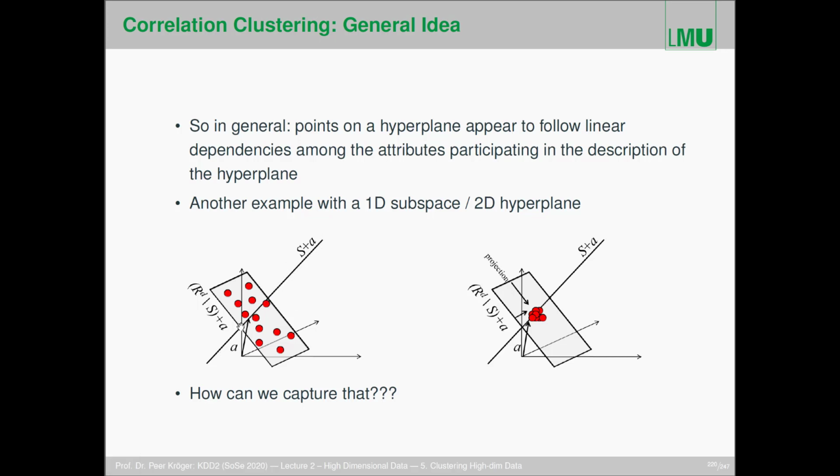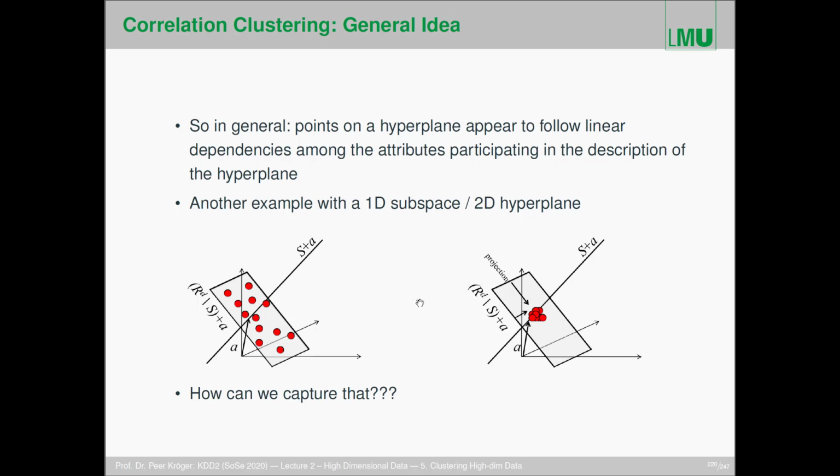In this case it is the relevant one, because if we project all those points on this line here, in this case on this S plus A, they are all extremely similar, so they cluster. Once again, in general, the points on a hyperplane appear to follow linear dependencies among the attributes that span the hyperplane. And the perpendicular subspace is the interesting one. So how can we capture that?